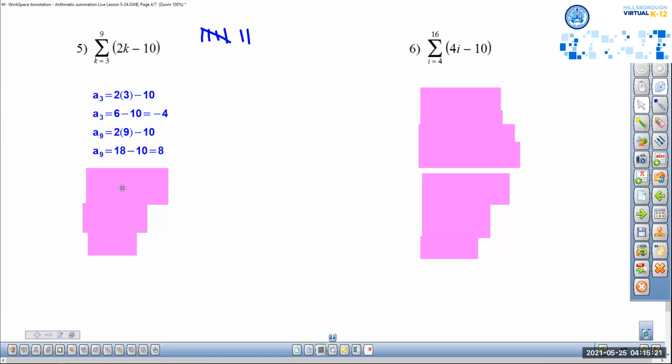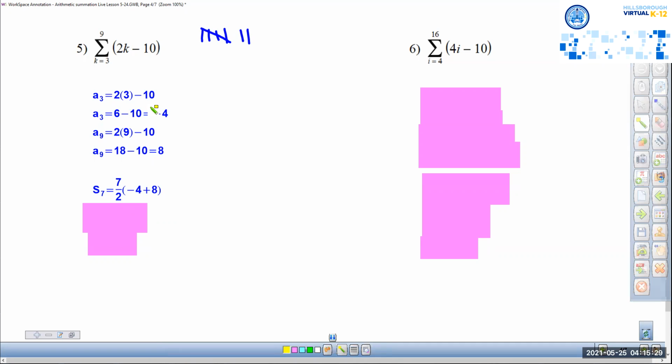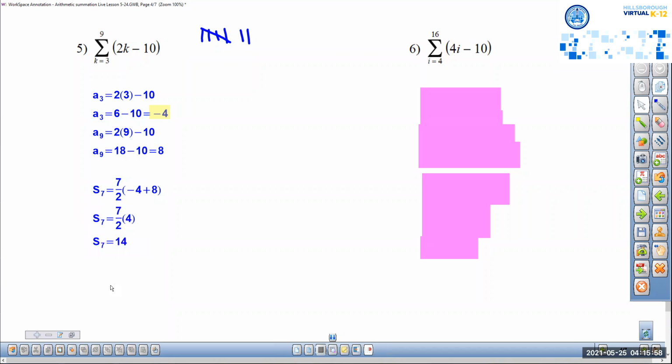Or you can do little tick marks. So we're finding S sub 7. We're going to do 7 divided by 2. Add the third term, which is the first term in the series. I shouldn't have said third term because that's when k equals 3. This is the first term, but we're doing it starting at 3. And I'll write that so you realize you're not at 1, because if I don't, then I start seeing the 9 here. And negative 4 plus 8 is 4. 7 times 4 is 28, divided by 2 is 14. And here's your answer.